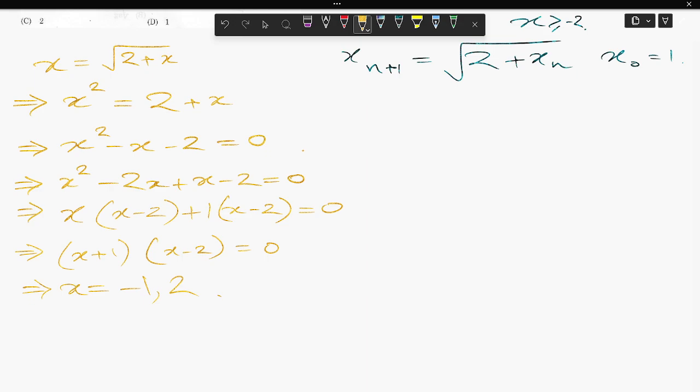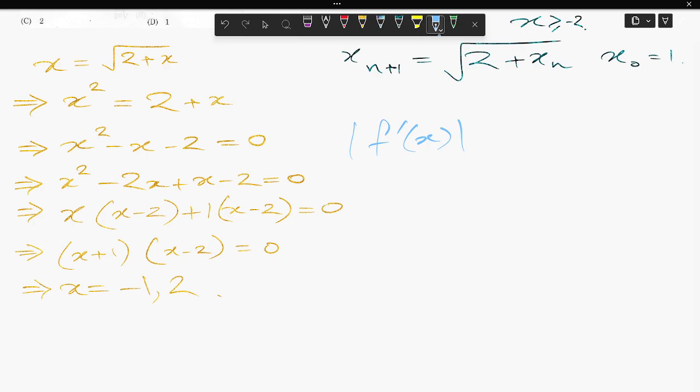Okay, so now we are going to check the validity of that. Since the function is only defined for x greater than or equal to minus 2, both fixed points, x equals 2 and x equals minus 1, are within the domain. So now we are going to verify the convergence of the iteration. So now we are going to determine stability. So we have to check the modulus of f dash x at the fixed point.